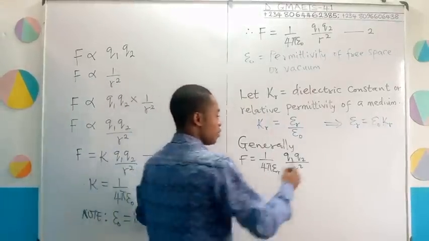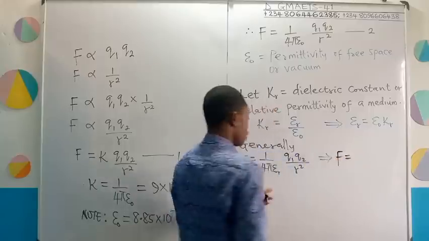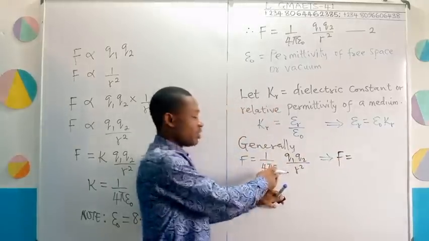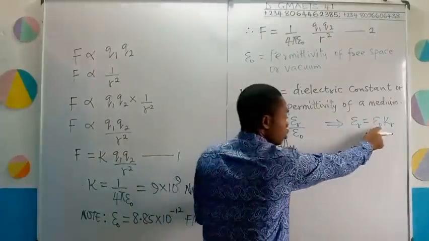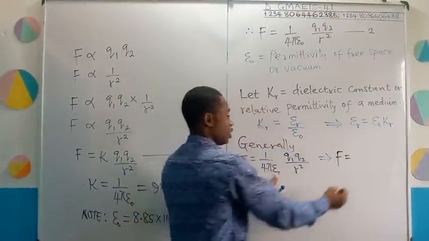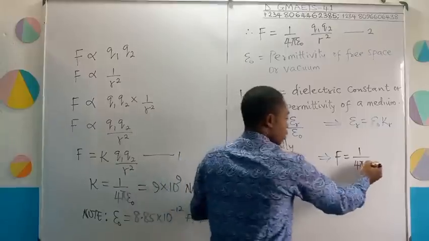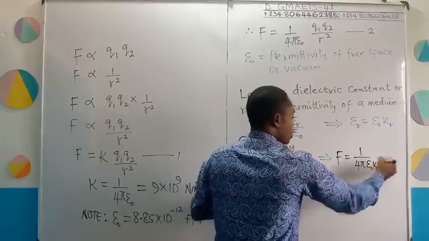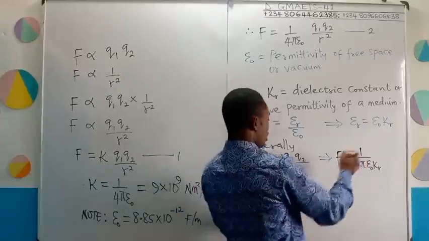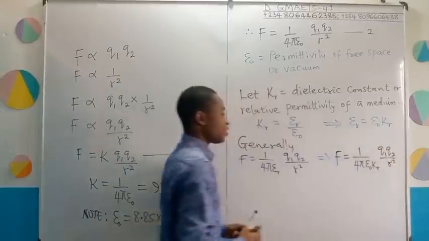Therefore, this implies that the electrostatic force F would now be equal to 1 over 4 pi. Then, in place of the permittivity of the medium, we substitute the permittivity of free space multiplied by the dielectric constant of that medium. So we have 1 over 4 pi, then this times the dielectric constant. I hope I'm making sense, right? So we multiply by q1, q2, and then divide by the square of r.